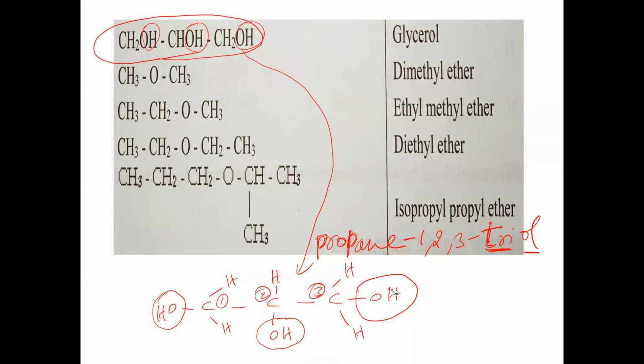Second is the suffix of the alcohol functional group. In this way, we have to understand. Propane 1 comma 2 comma 3 triol is the IUPAC name of glycerol. For glycerol, what is the IUPAC name? Propane 1, 2, 3 triol.